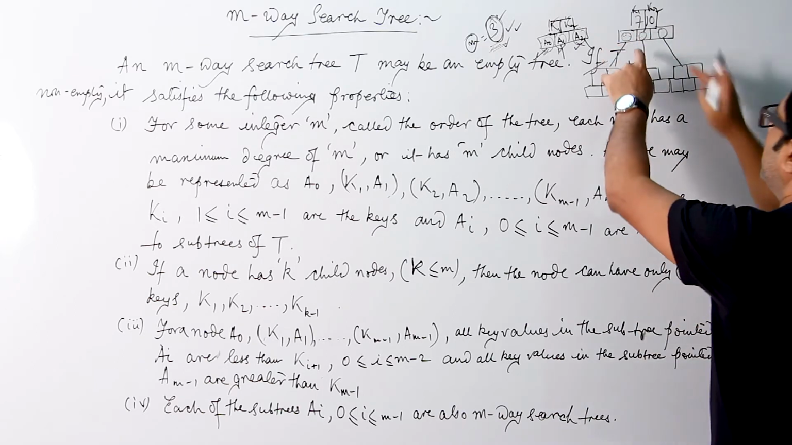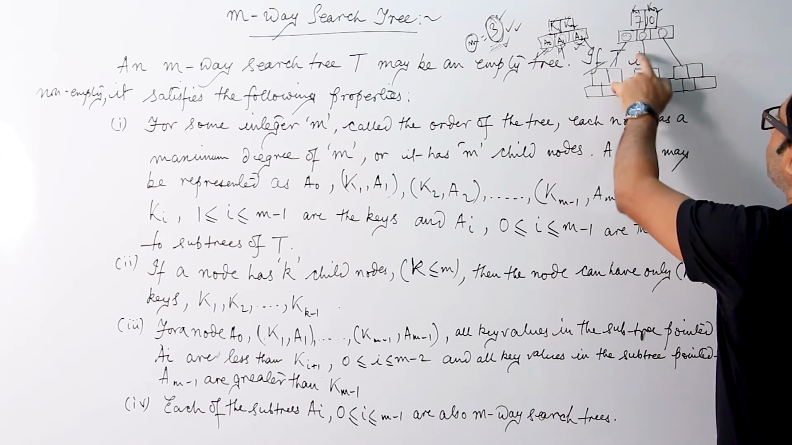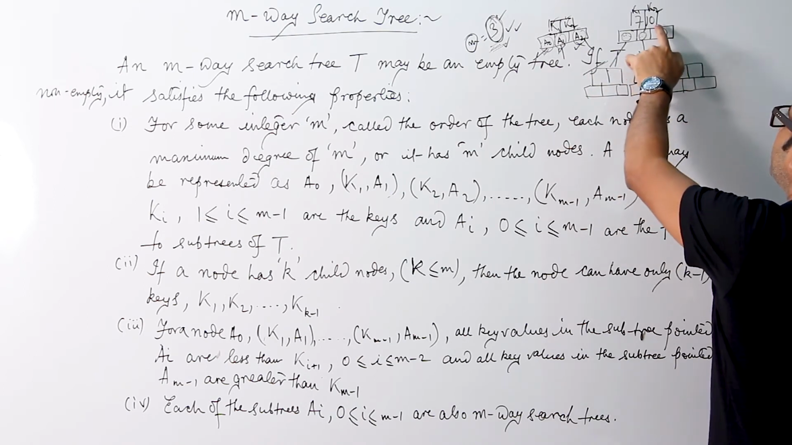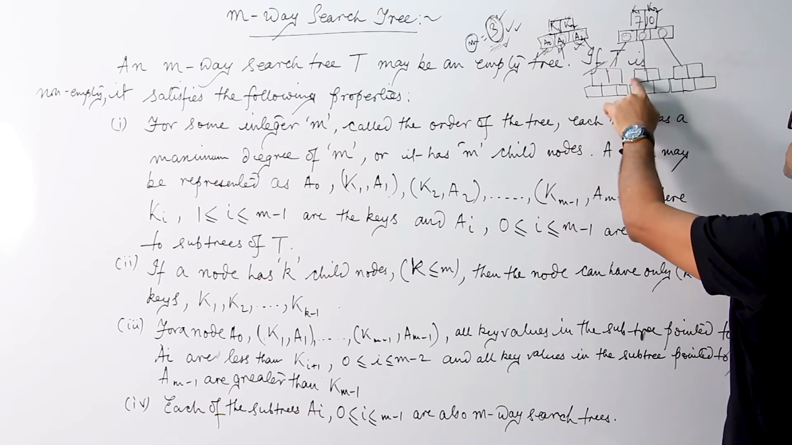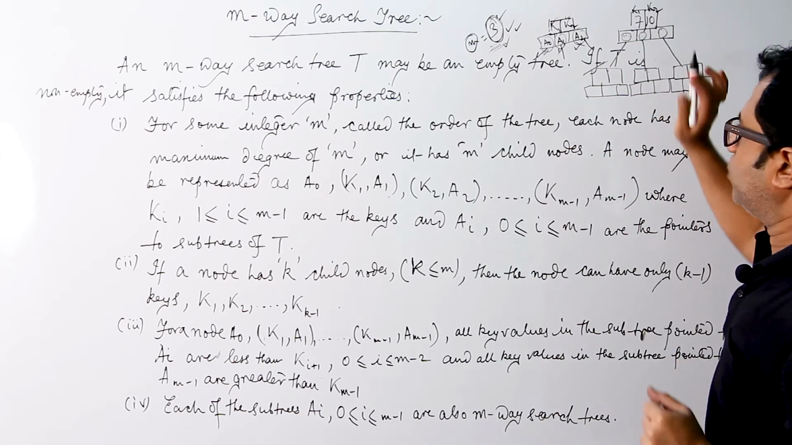So, this 7 has 2 pointers, one left pointer which goes to this node and one right pointer which goes to this node. One left pointer of 10 goes to this node and one right pointer goes to this node. So, it can have values like this.